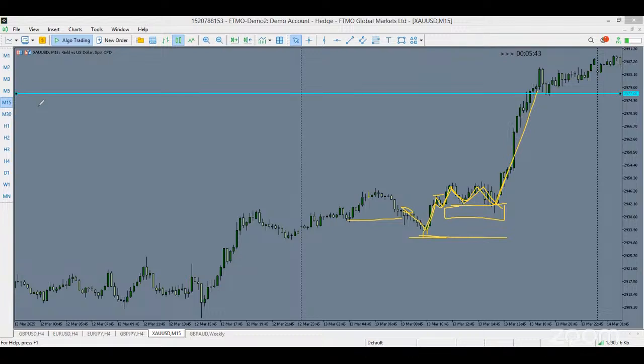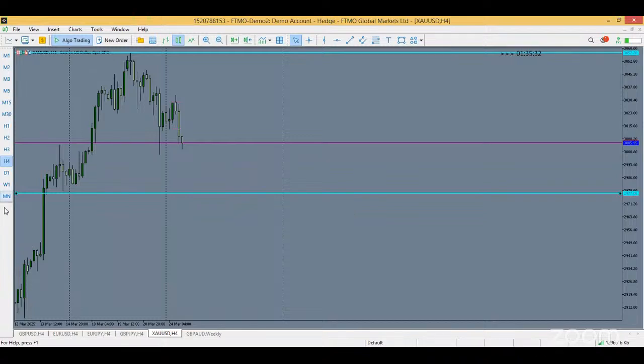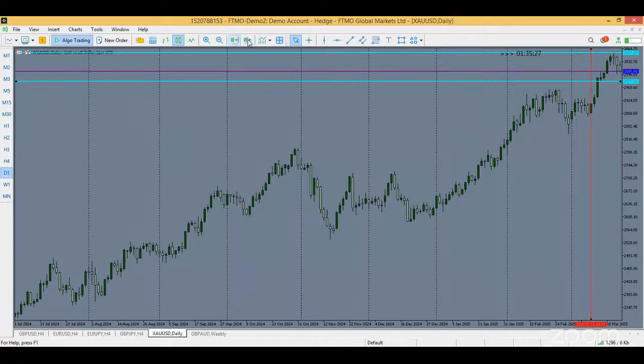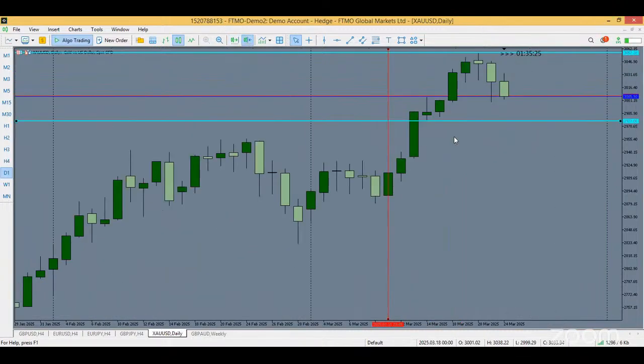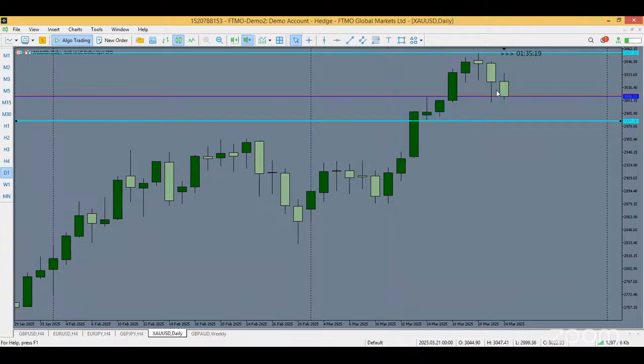Okay, so that's on the 15 minutes where I usually take my trades. So let's go back to the 4 hours and see what is happening. Oh no, we're looking at the daily earlier. Okay, so daily charts. Right now we have some bearishness in this setup here.